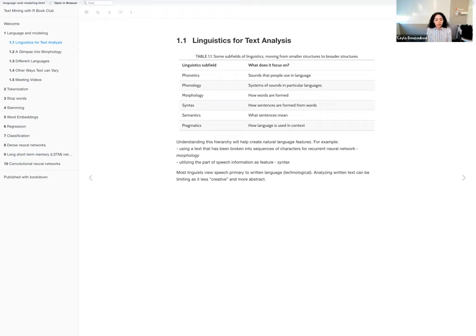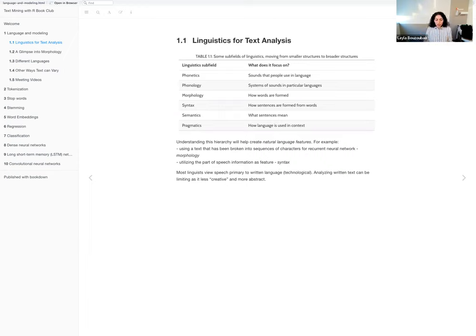All right, so another thing that he notes is that in linguistics, there is a viewpoint that sees speech as primary to written language. That's why phonetics and phonology only focus on the sounds, not how it's written, and written language is more technological. Sometimes analyzing written text can be very limiting, as you don't get how people are saying it, the inflections and things like that. He says less creative, and I put it in quotes because this is how I interpreted what he said. It's less creative and more abstract because you don't get to hear how people actually say what they're trying to say. No inflection points, those little nuances that may or may not help you.